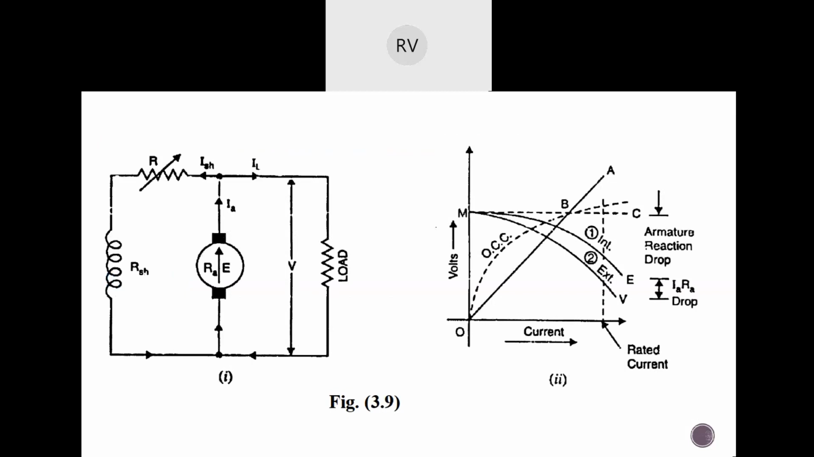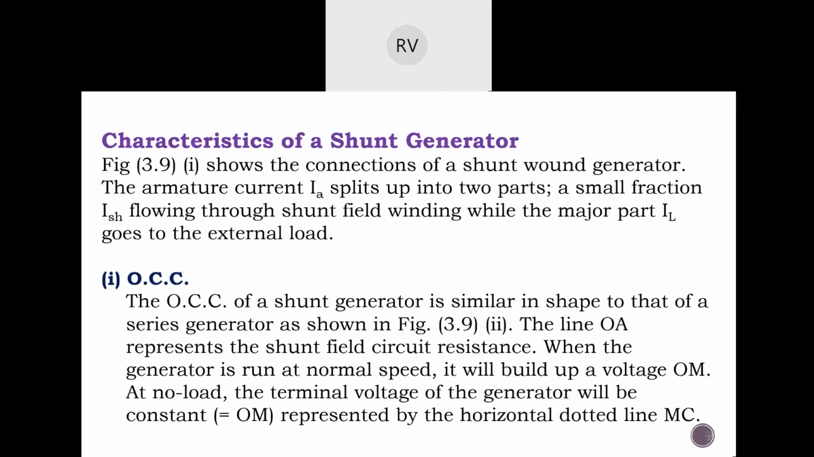Now if you look at this diagram, you can see that the armature current is being split into two parts: one part is the load current and the other part is the shunt field current. Now, let's see what he's going to say about the different characteristics of this shunt generator.